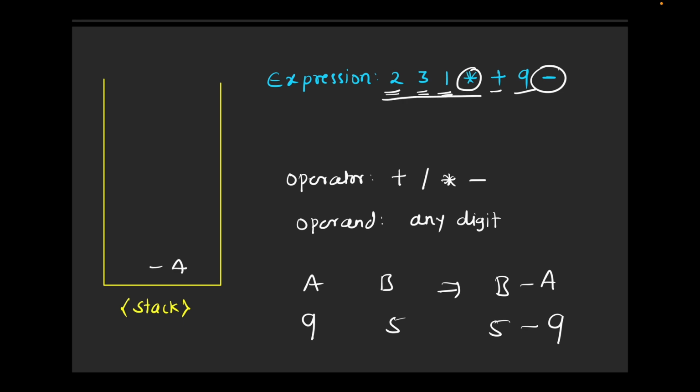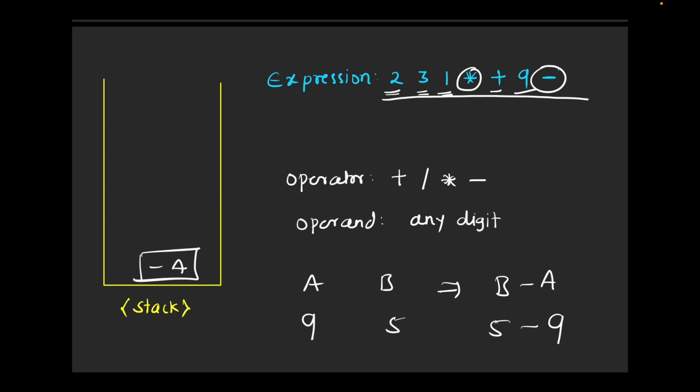Now we have completely traversed this expression. So there is no operator or operand left. Therefore you can see that at the top of the stack our final answer is present. Therefore we will simply return minus 4. So this is the way to solve the expression.